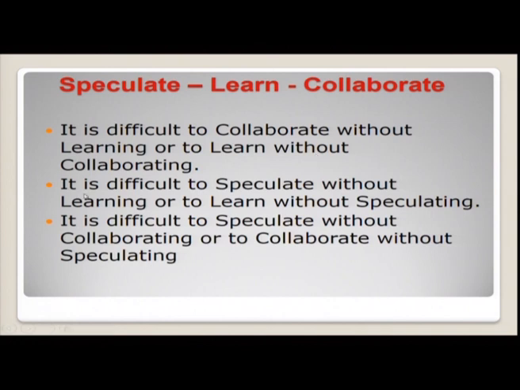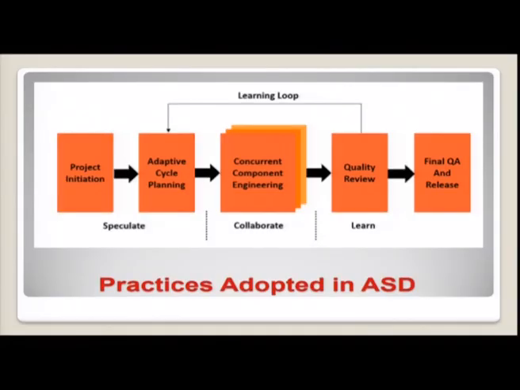The other point is, it is difficult to speculate without learning, or to learn without speculating. The one other point is, it is difficult to speculate without collaborating, or to collaborate without speculating. So, these are the 3 points that you need to take into consideration. Then let us see the practices that are adopted in adaptive software development.